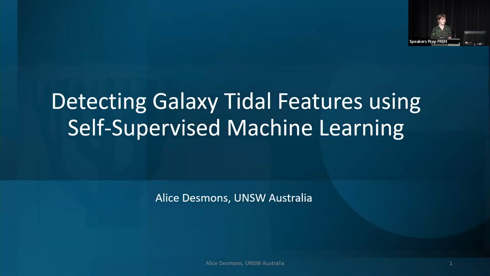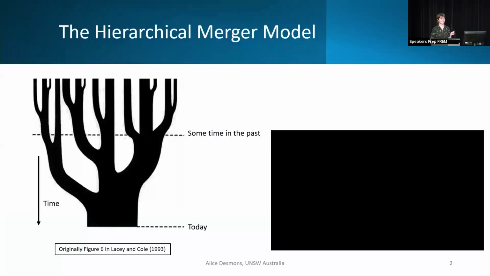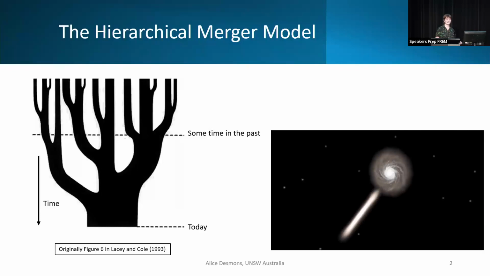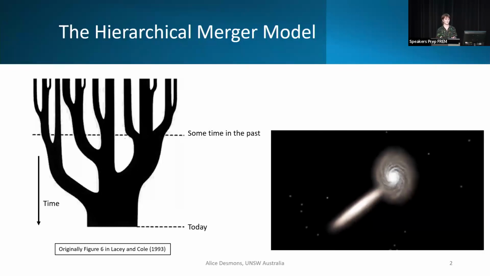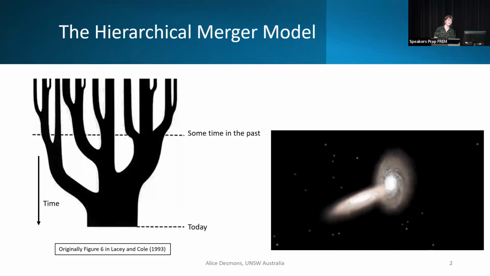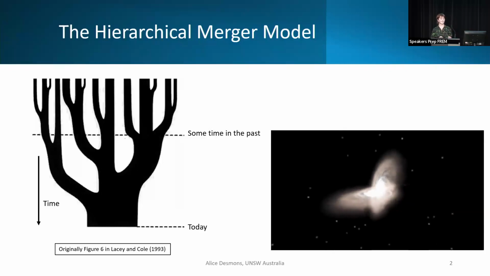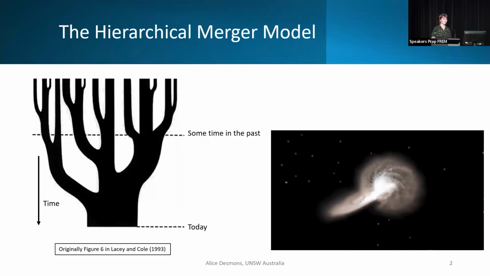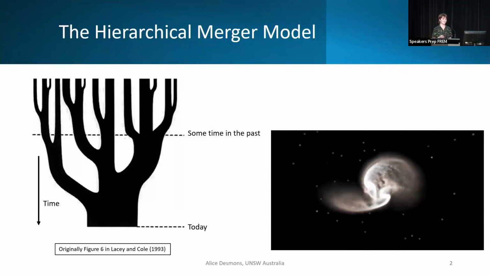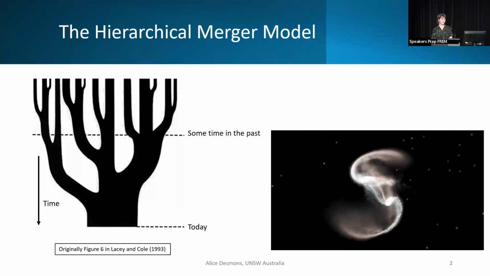So I'm sure most of you are familiar with the galaxy evolution model, but in the hierarchical merger model, larger, higher mass galaxies evolved through the merging of smaller, lower mass galaxies. And you can see in the video on the screen there that as these galaxies merge together, the immense gravitational forces between them pull out stellar material, which extends into space, forming what's known as tidal features.